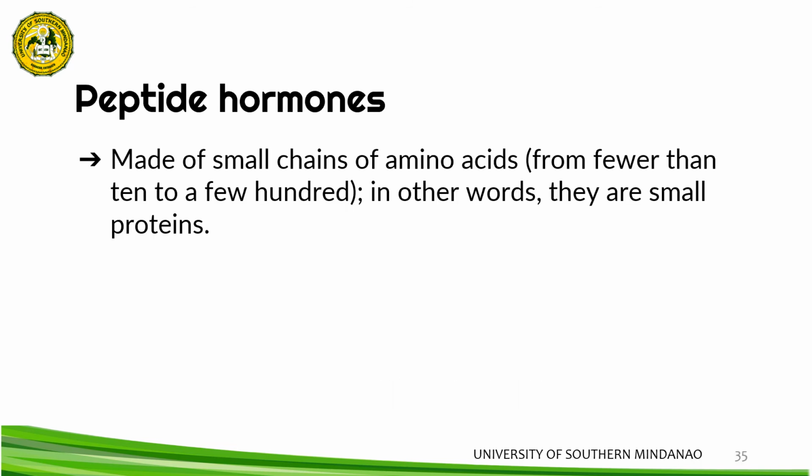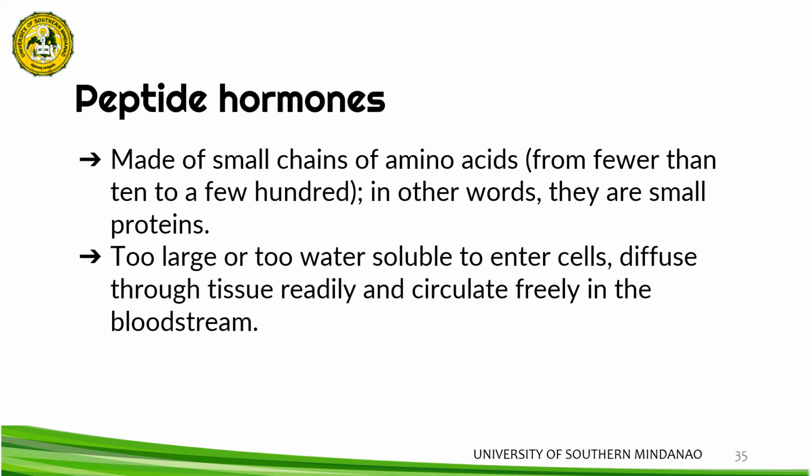So peptide hormones are made up of small chains of amino acids. In other words, they are considered to be small proteins. They are too large or too water soluble to enter the cells. So their property is that they are water soluble and they diffuse through the tissue readily and circulate freely in the bloodstream.